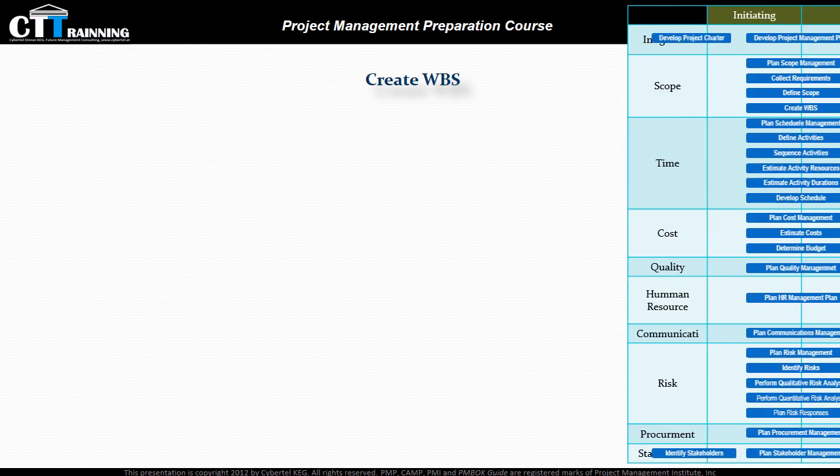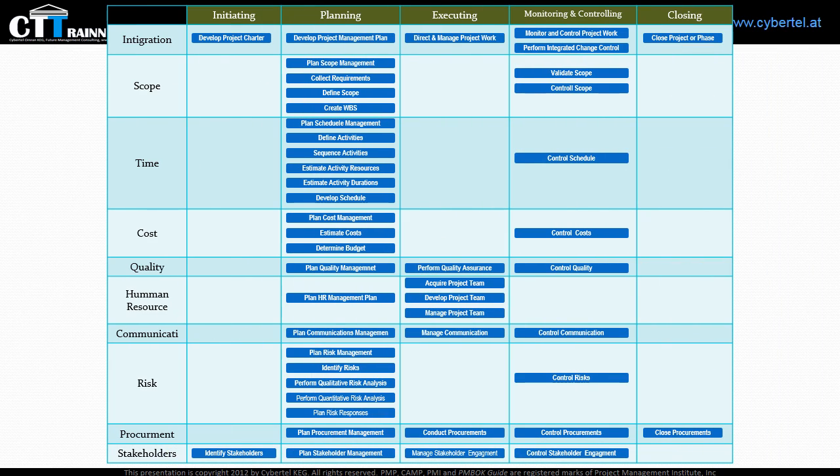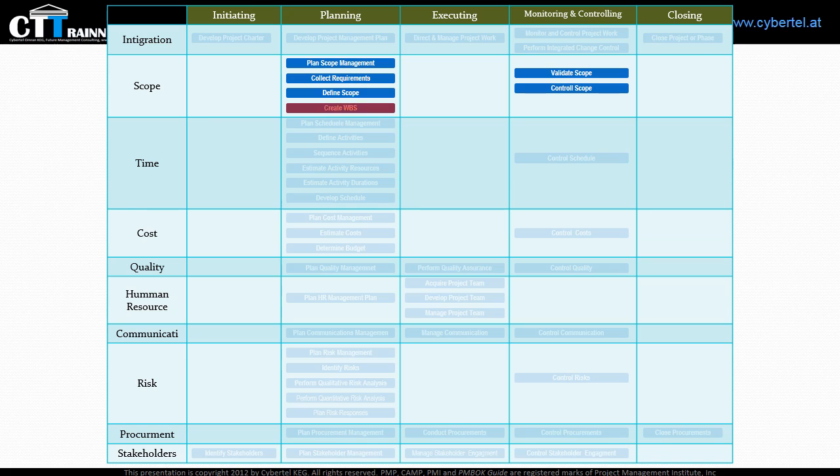Create Work Breakdown Structure. The Create WBS process is the fourth process in the scope management knowledge area. We started the scope management with creating the scope management plan, then collected the requirements, and then defined the scope. Now we will create the work breakdown structure, WBS.